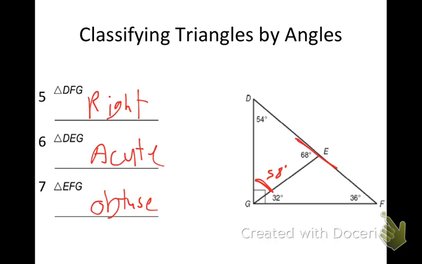Yeah, remember I have a line here, it's 180. So I take 180 minus 68, I get 112 degrees. That makes that an obtuse triangle.